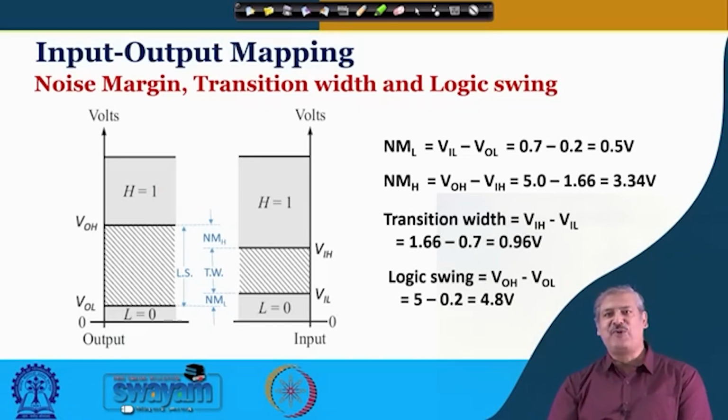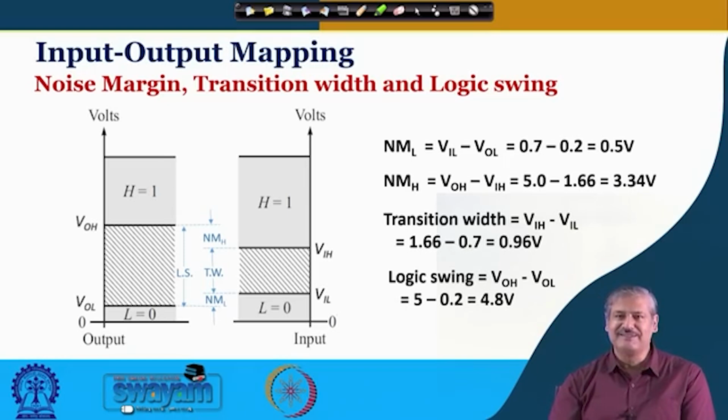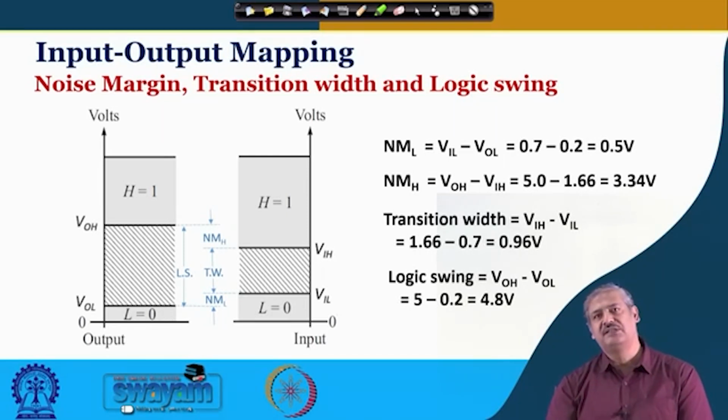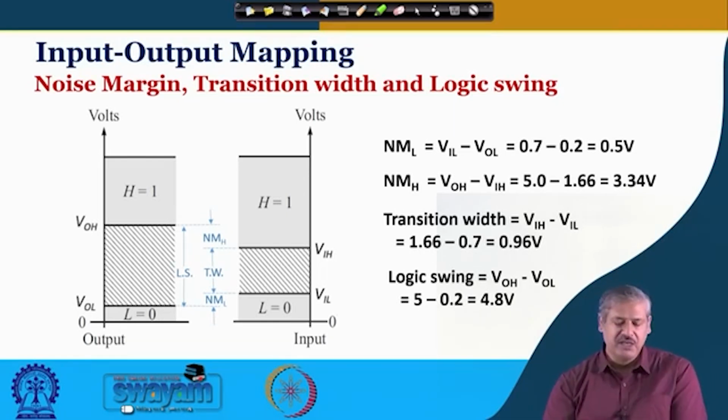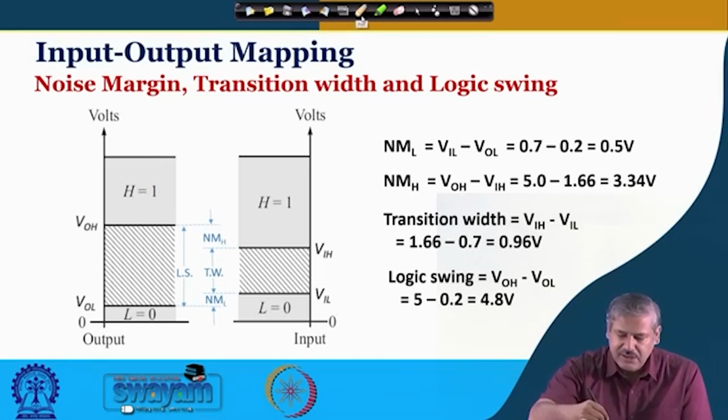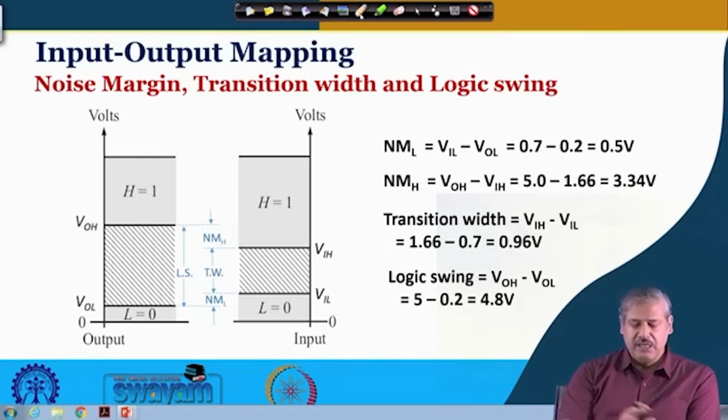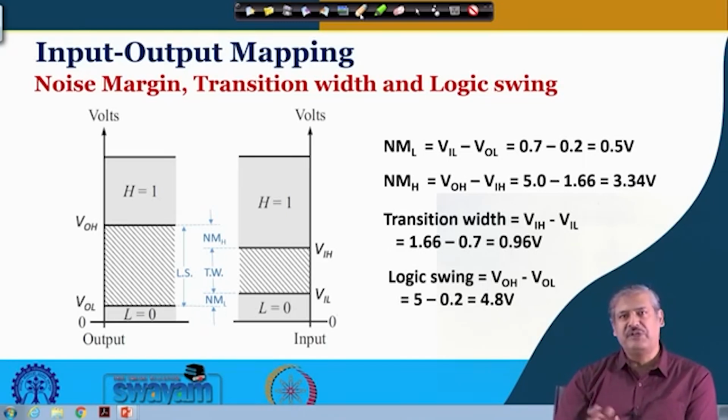Now, we come to some important parameters: noise margin, transition width and logic swing. Transition width we have already seen, but again more formally we shall introduce ourselves to these terms over here. On the left hand side, what you see is a generalized representation, not specific to the example that we have taken. We have taken the example to make a better understanding of these different terms using a simple transistor inverter. The actual circuit will be more complex, which we shall take up later.